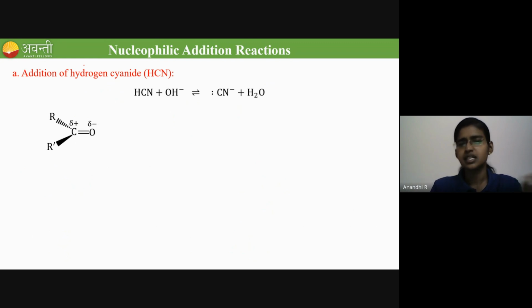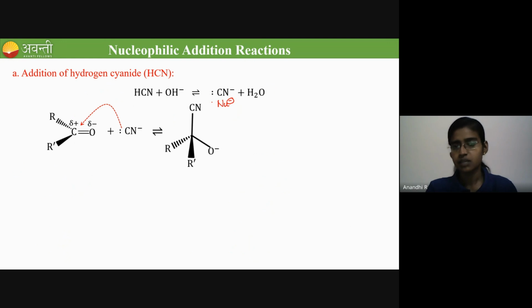First, this HCN reacts with OH minus present in the base, and it forms the CN minus, a strong nucleophile. Only then is the CN minus going to get added to the C=O system. Got it? So cyanide is a negatively charged species and it goes and attacks the positively charged carbon. After this, we get a tetrahedral intermediate like this.